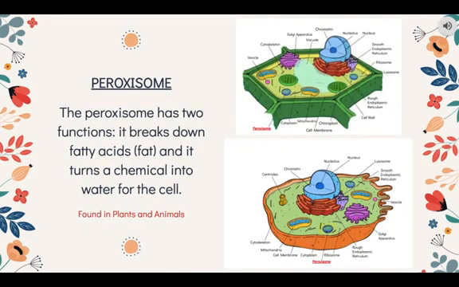The next organelle you should know about is called the peroxisome. The peroxisome has two functions. It breaks down fatty acids, also known as fats, and it turns a chemical into water for the cell. The peroxisome is found in both plant cells and animal cells, as you can see on the right.